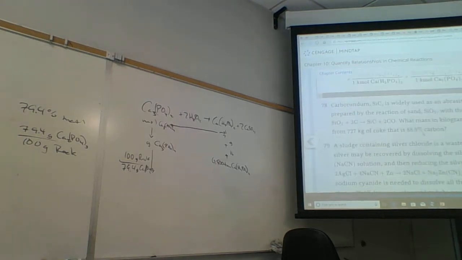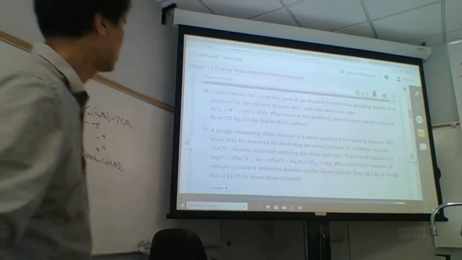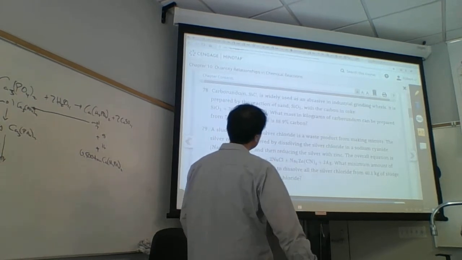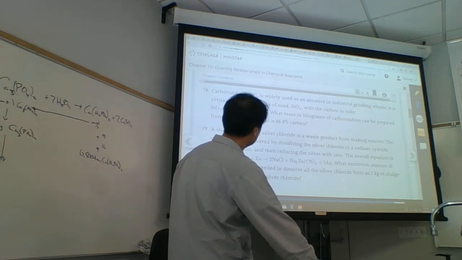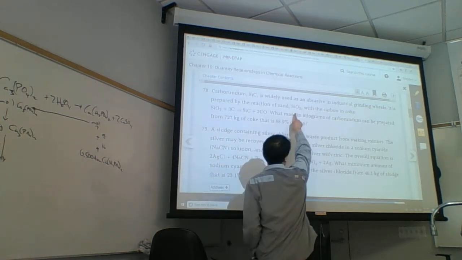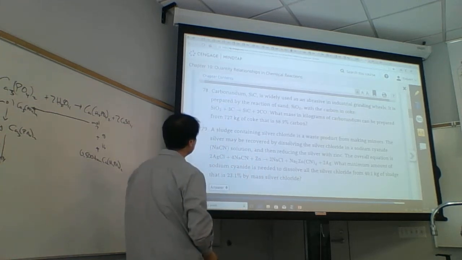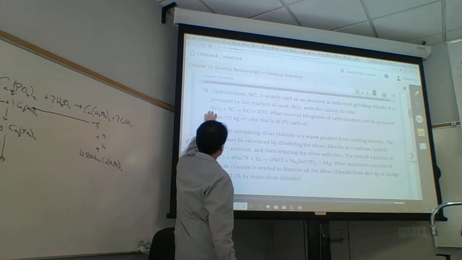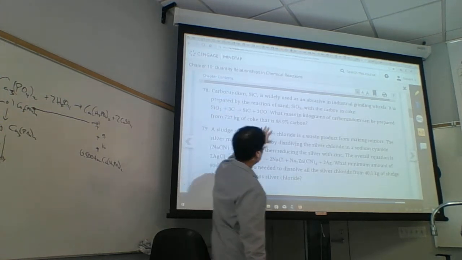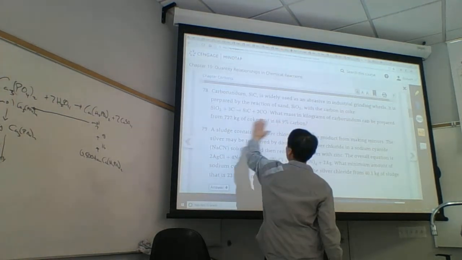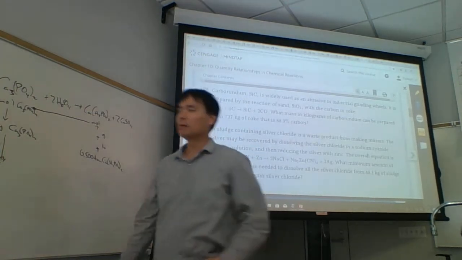Okay, let's take a look at number 78. Carborundum. Carborundum is silicon carbide. Silicon carbide is widely used as an abrasive in industrial grinding wheels. It is prepared by the reaction of sand or quartz, SiO2, or silicon dioxide, with the carbon in coke. So SiO2 sand plus carbon yields silicon carbide with carbon monoxide. What mass in kilograms of carborundum can be prepared from 727 kilograms of coke? That is 88.9% carbon.